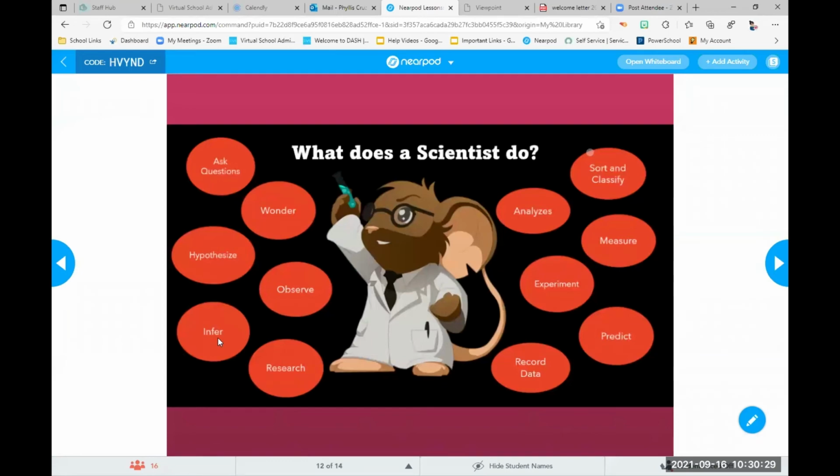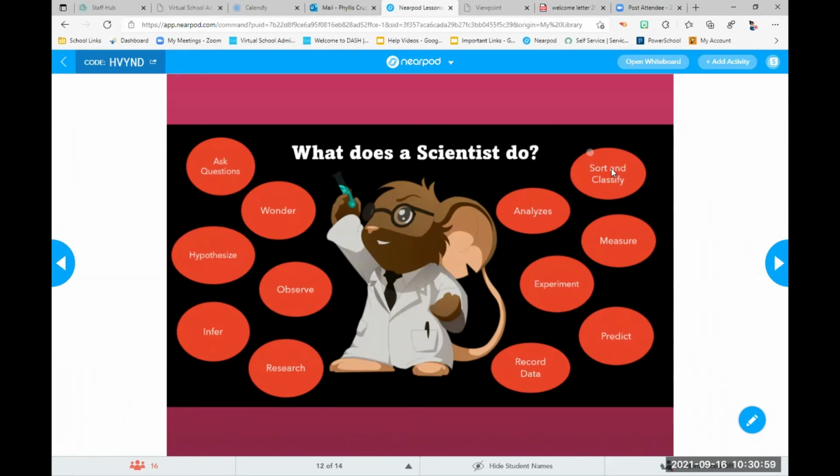You can infer, I think, and then research. Yeah, go back and see what other people have done. You analyze. That means you go back and sort of look at what happened, right? And then you sort and classify. A good scientist always sorts and classifies, kind of like your family does with your socks. They sort them and they classify them. Let's put all these dress socks over here. Let's put all these socks over here. They do that in science all the time.